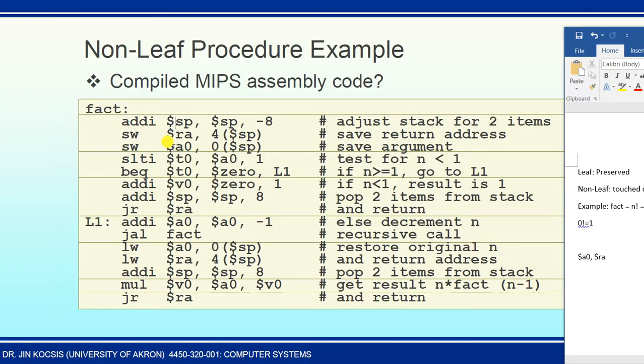So just to say one more time. This main body means I will compare whether A0 is less than 1. If A0 is less than 1, that means this branch-on-equal condition is not satisfied. I will continue with the next instruction to set the return value register V0 as 1, and then adjust the stack pointer back to the original value, and then return.